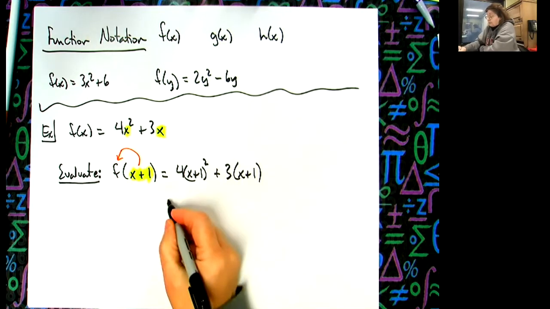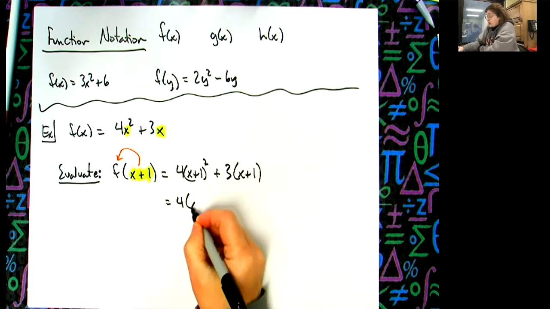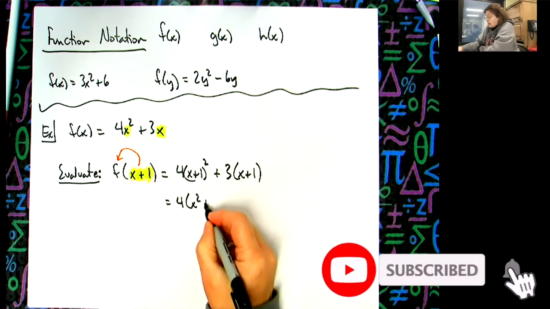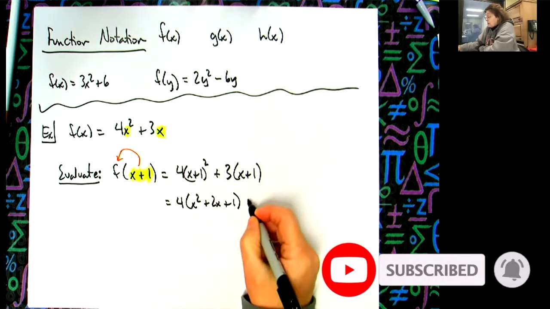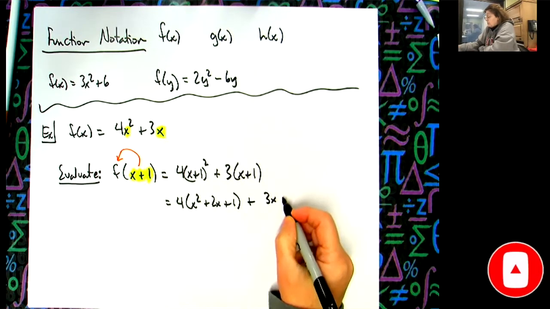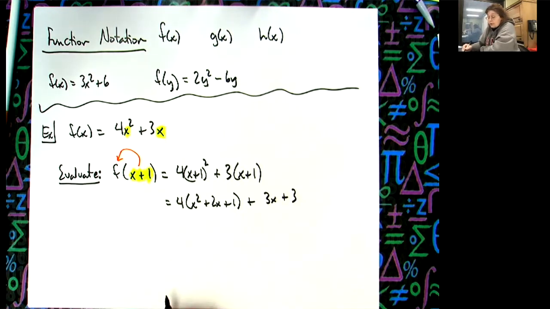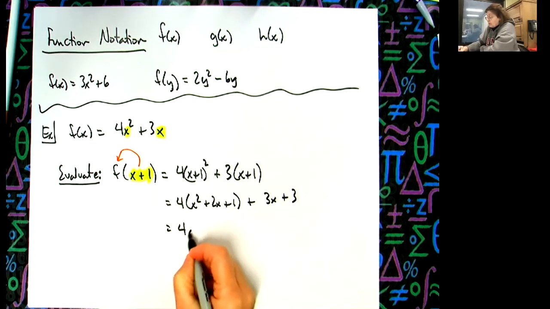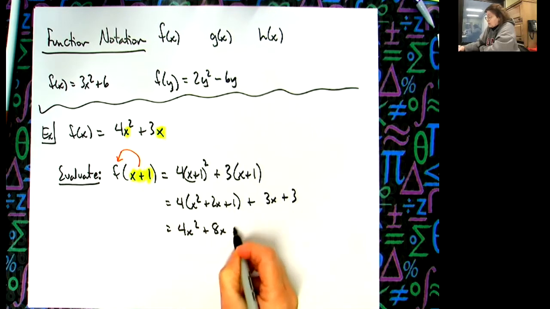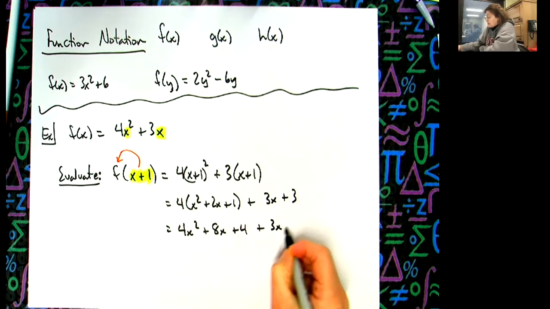You're going to FOIL. So this will be an x squared, we're going to FOIL in our head, plus 2x plus 1. Plus we're going to distribute 3x plus 3. Then I'm going to distribute that: 4x squared plus 8x plus 4 plus 3x plus 3.